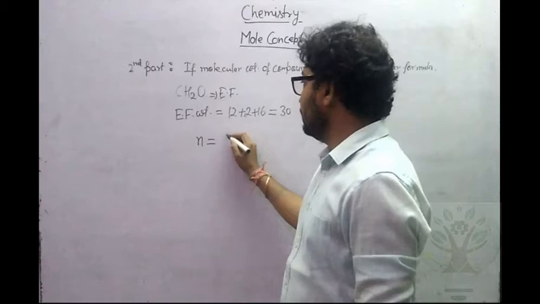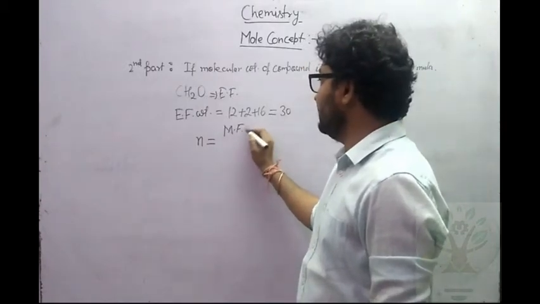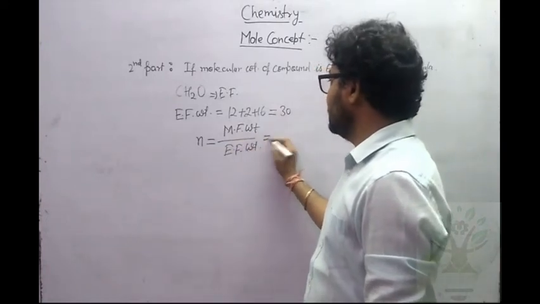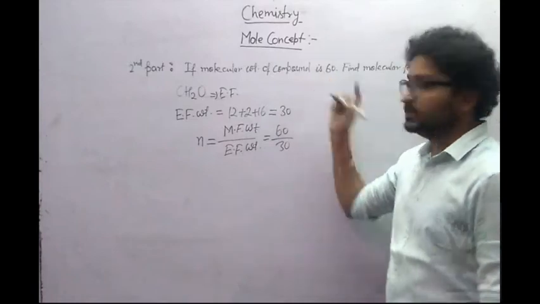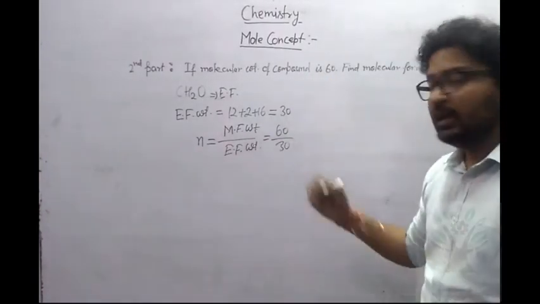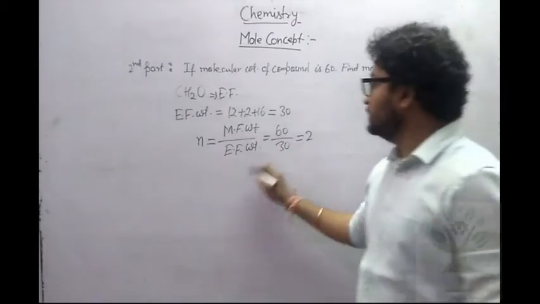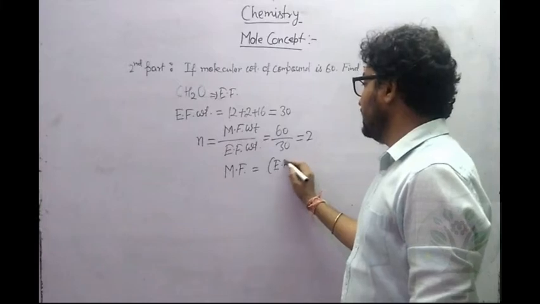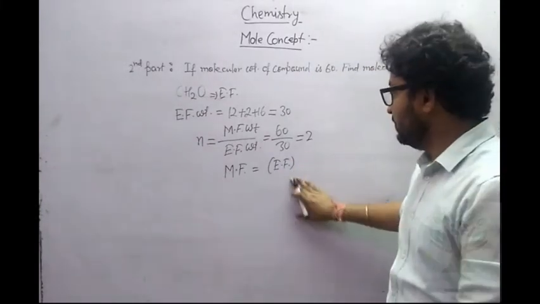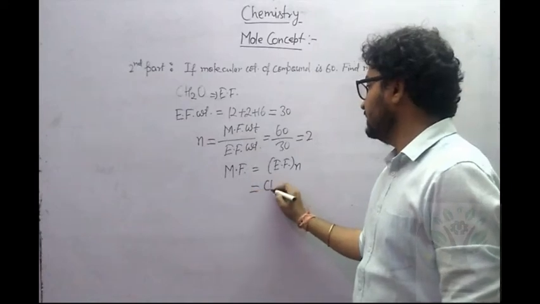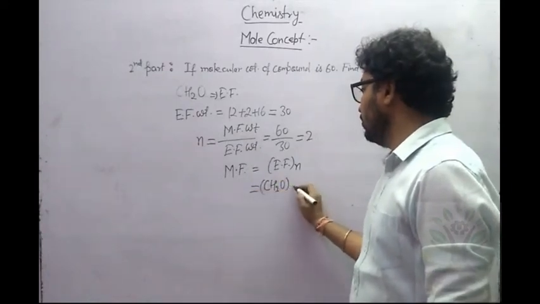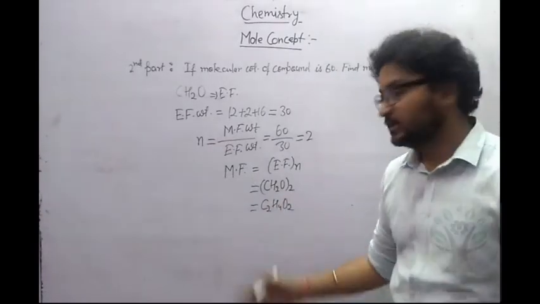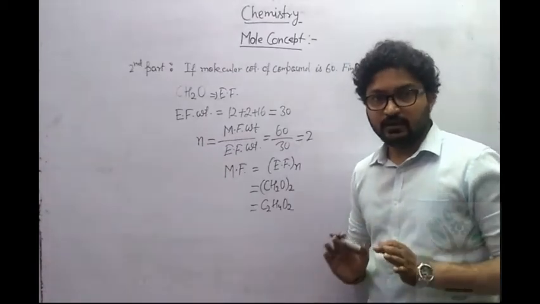So, N will be equal to what? N will be equal to the molecular formula weight divided by the empirical formula weight. How much is it coming? 60/30. 60 they have given as the molecular formula weight, and 30 I found as the empirical formula weight. How much is N coming? 2. So, the molecular formula will be what? The molecular formula will be the empirical formula whole twice. Remember, here we used to write whole N. So I will write here CH2O whole twice, which means C2H4O2. This is the molecular formula. Clear? Moving forward.